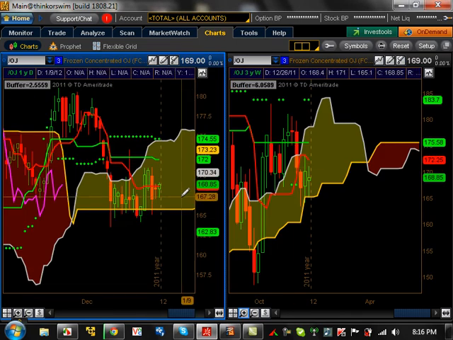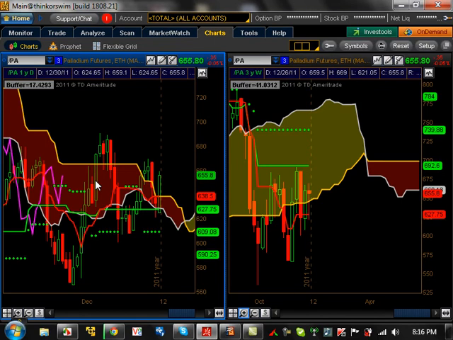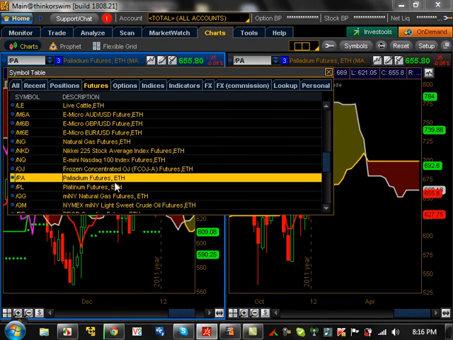If you look at orange juice, it's basically doing nothing at all, consolidating on both the daily and weekly. Palladium, if you look at Palladium, really doing nothing at all on the daily and weekly, just consolidating completely.